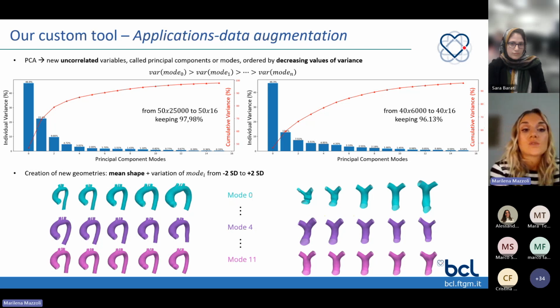This allowed us to go from 50 aortas made of 25,000 points and 40 pulmonary arteries of 6,000 points to 16 principal components, keeping almost 98% of the variability within the dataset, which means that the mesh reconstruction is possible without significant losses. From the pictures below, we can see that by varying the standard deviation of the different modes, novel realistic geometries are generated, and the geometrical variation is related to the amount of variance explained by the modes.